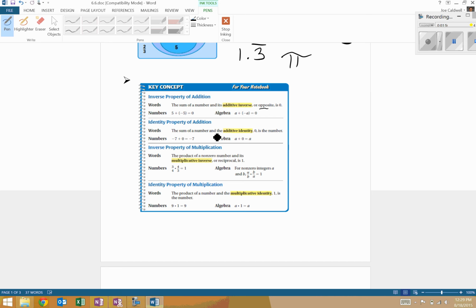Okay, some multiplication properties. The product of a non-zero number and its multiplicative inverse, which is a fancy word for reciprocal, is 1. So basically, if you multiply a number by its reciprocal, you're going to get 1. So if you multiply a number by the flipped version, by the reciprocal, you're going to get 1. So for example, 3 over 4 times 4 over 3 equals 1. That's called the inverse property of multiplication.